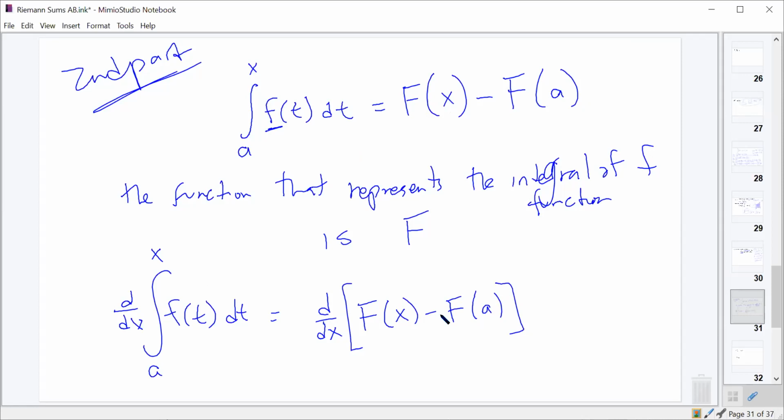Sure. All right, so using the first part of the fundamental theorem of calculus, if the derivative and the antiderivative are opposite operations of each other, and capital F is the antiderivative or the integral of little f, what should the derivative of capital F of x be?